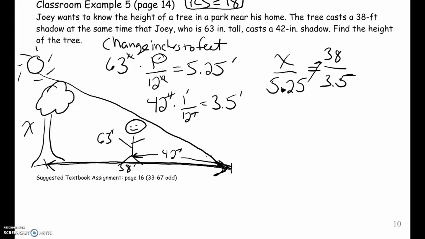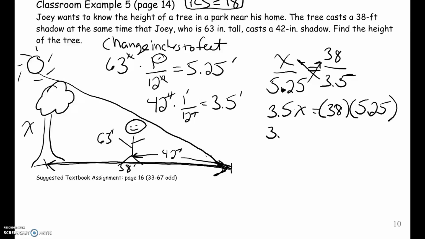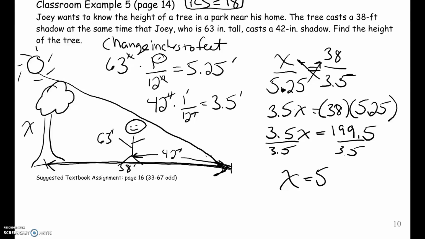Now I just cross multiply. So I have 3.5x is equal to 38 times 5.25. 3.5x is 199.5. Divide both sides by 3.5 to get x equals 57 feet.